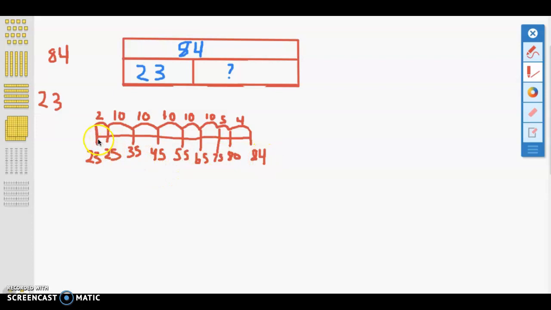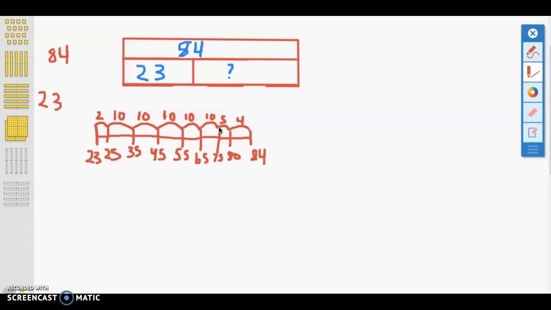And by doing the jump counting, I went from 23 to 25 and put my 2 there. And then now that I've got an easier number to work with, I'm going to skip count by 10. So 25 and 10 gives me 35. 10 more puts me at 45. 10 more, 55. 10 more, 65. 10 more to 75. Now I can't go 10 more again because there's only 9 left.